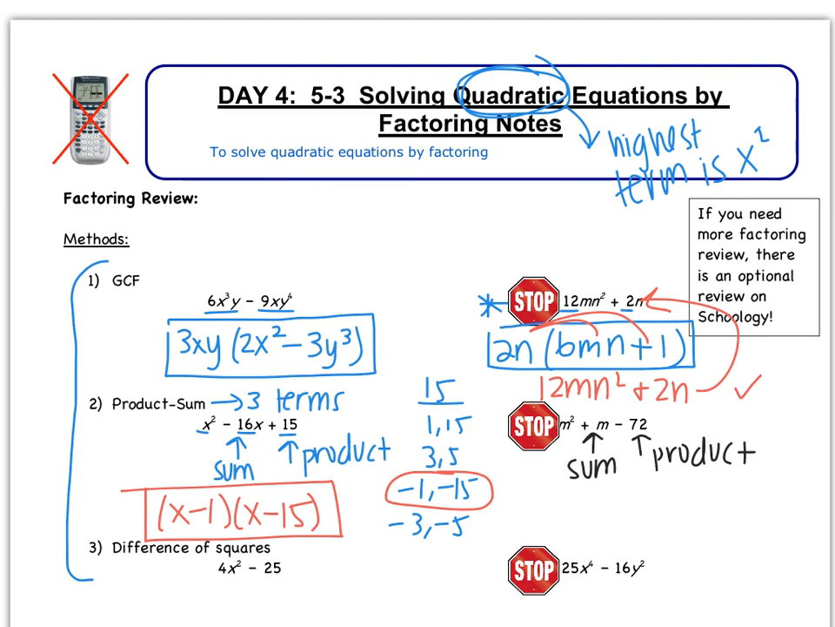Okay, so let's see how we did. You should have come up with x plus 9, x minus 8. So 9 and negative 8 are going to multiply to negative 72, but add to be 1.